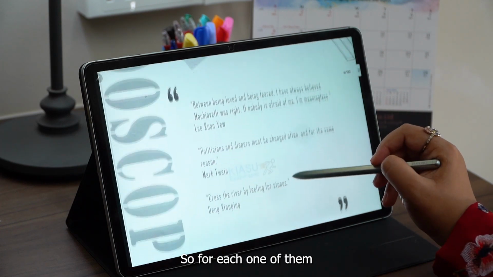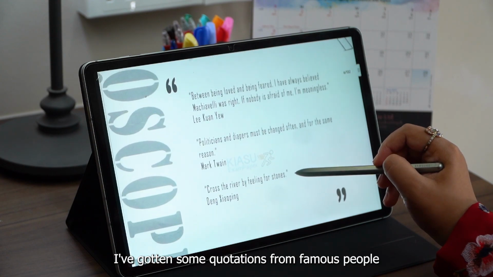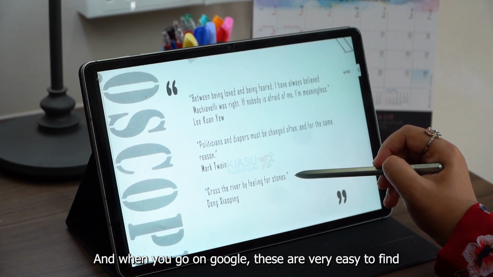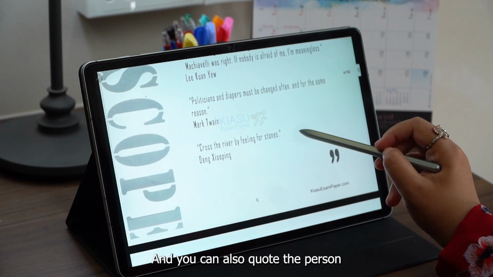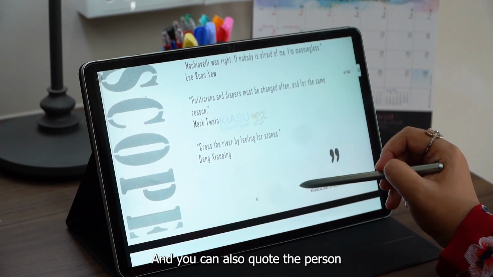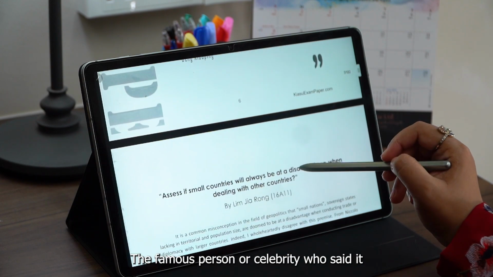So for each one of them, I've gotten some quotations by famous people. All right, when you go on Google, these are very easy to find. So, and you can also quote the person, the famous person or celebrity who said it.